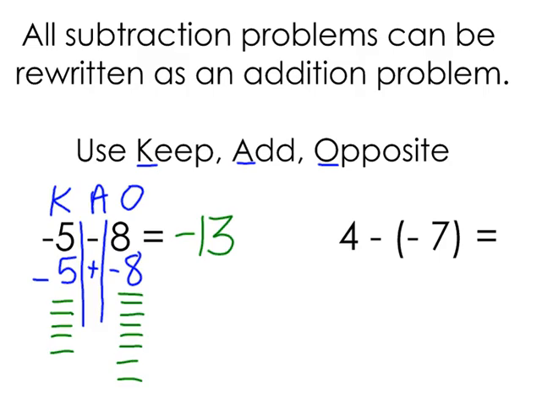One big thing I want to emphasize is that adding a negative is the same as subtracting a positive. So you've learned subtraction, it's the same as adding a negative. Okay, one more example with keep, add, opposite. So remember the first subtraction symbol, you'll do your columns around. We've got keep, add, opposite. So 4 stays the same. Subtraction symbol changes to positive, and the opposite of -7 is +7.